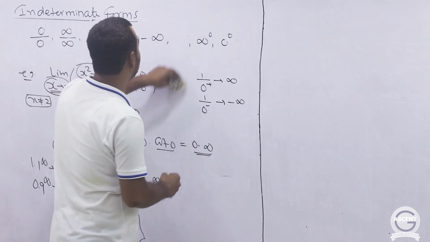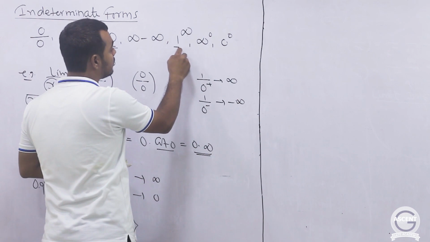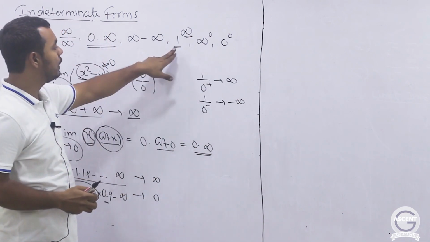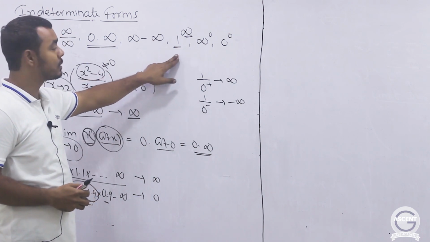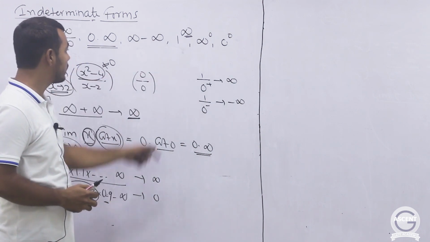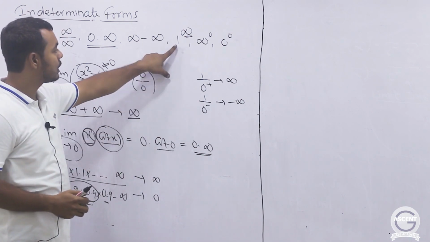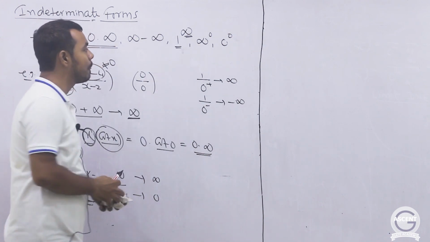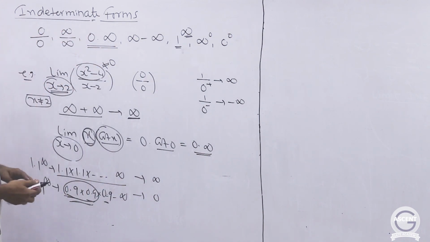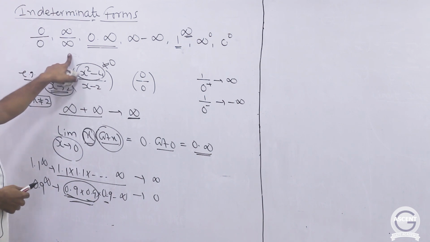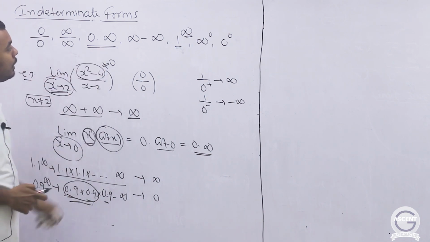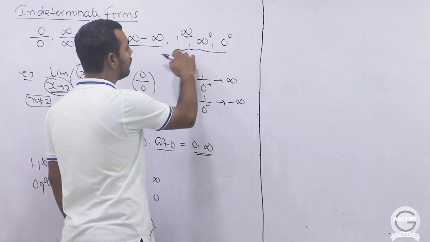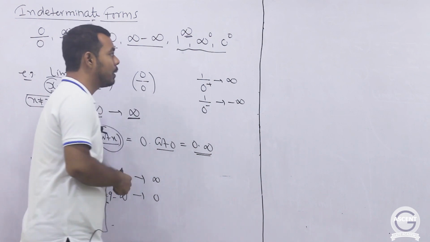Now if I am writing 1 to the power infinity, this means the base is approaching 1 and the exponent is approaching infinity. We don't know whether it is approaching 1 from the right side or the left side. If it was slightly more than 1, this will become plus infinity. If it was slightly less than 1, it will become 0. So therefore we call this an indeterminate form. Okay, so in total there are 7 indeterminate forms: 0 by 0, infinity by infinity, 0 into infinity, infinity minus infinity, and these three: 1 to the power infinity, infinity to the power 0, and 0 to the power 0.